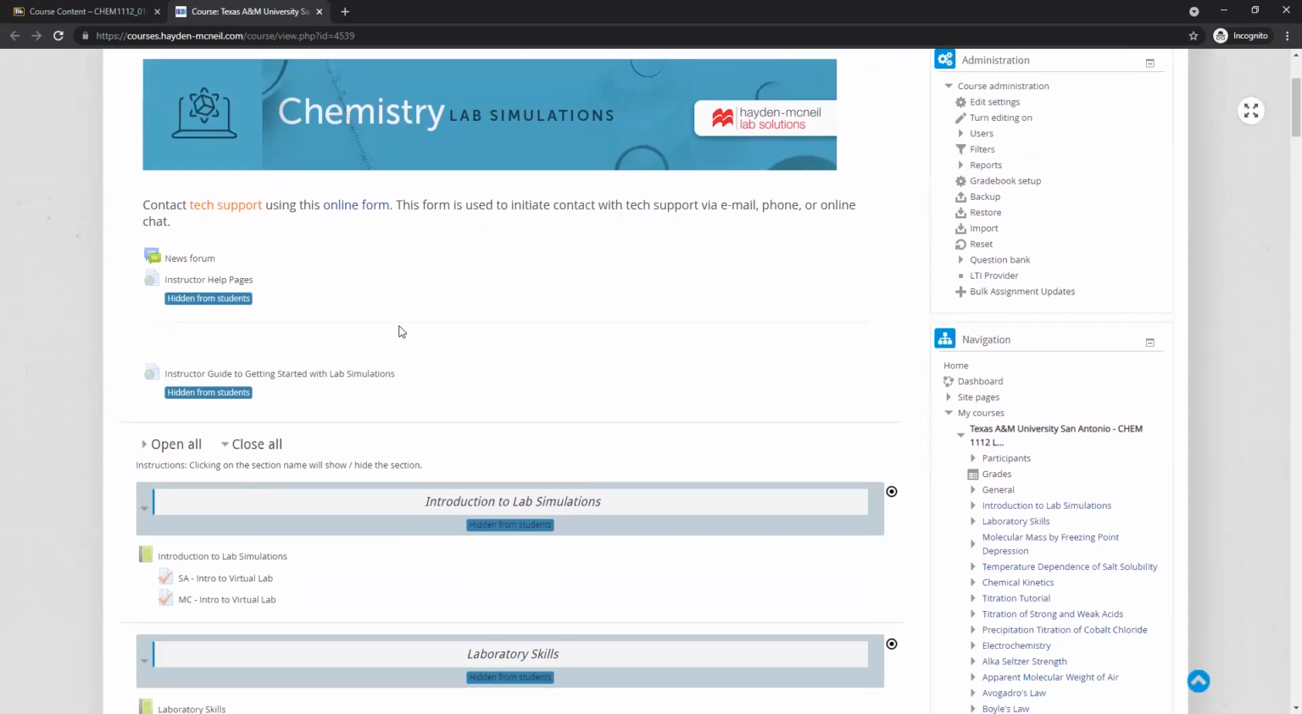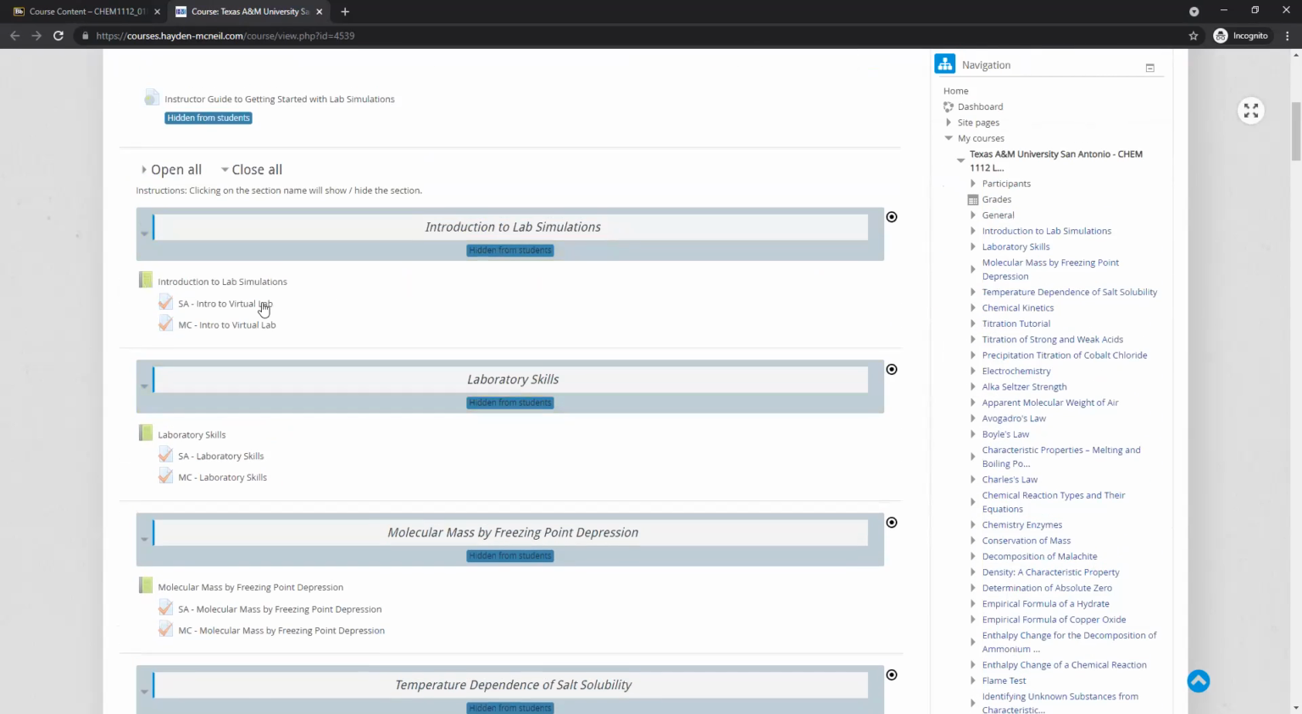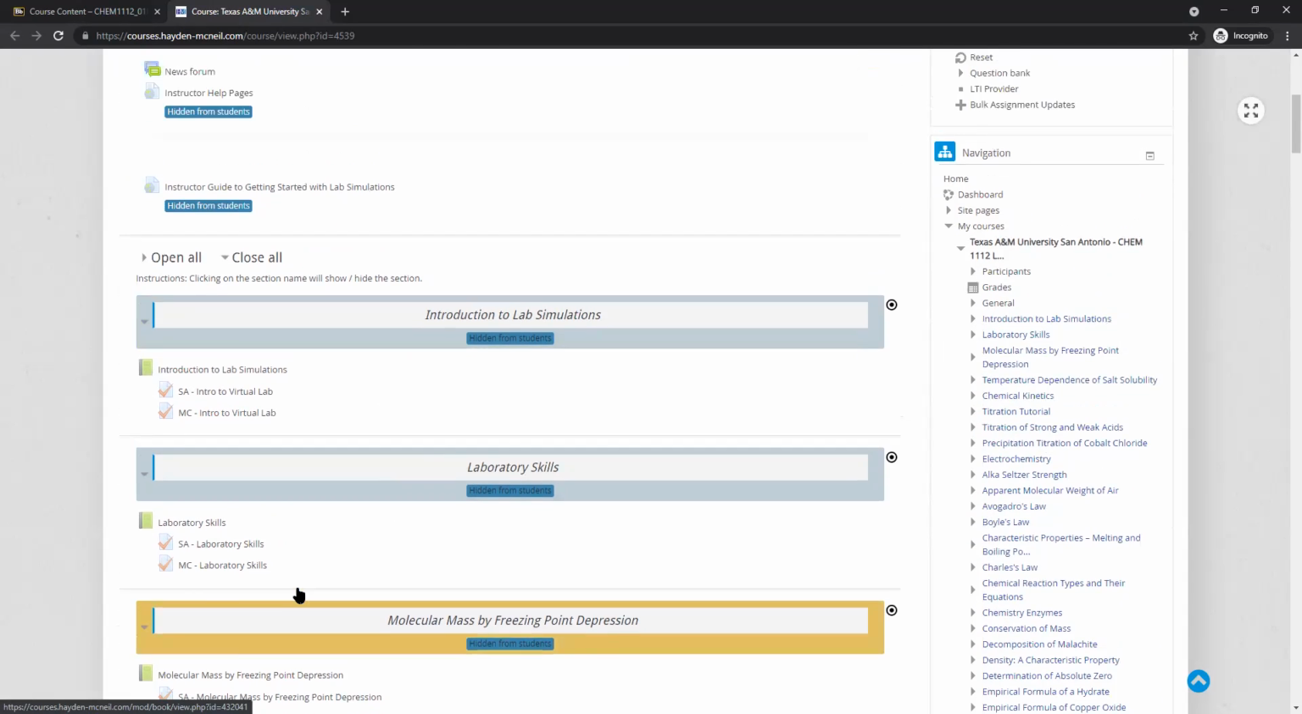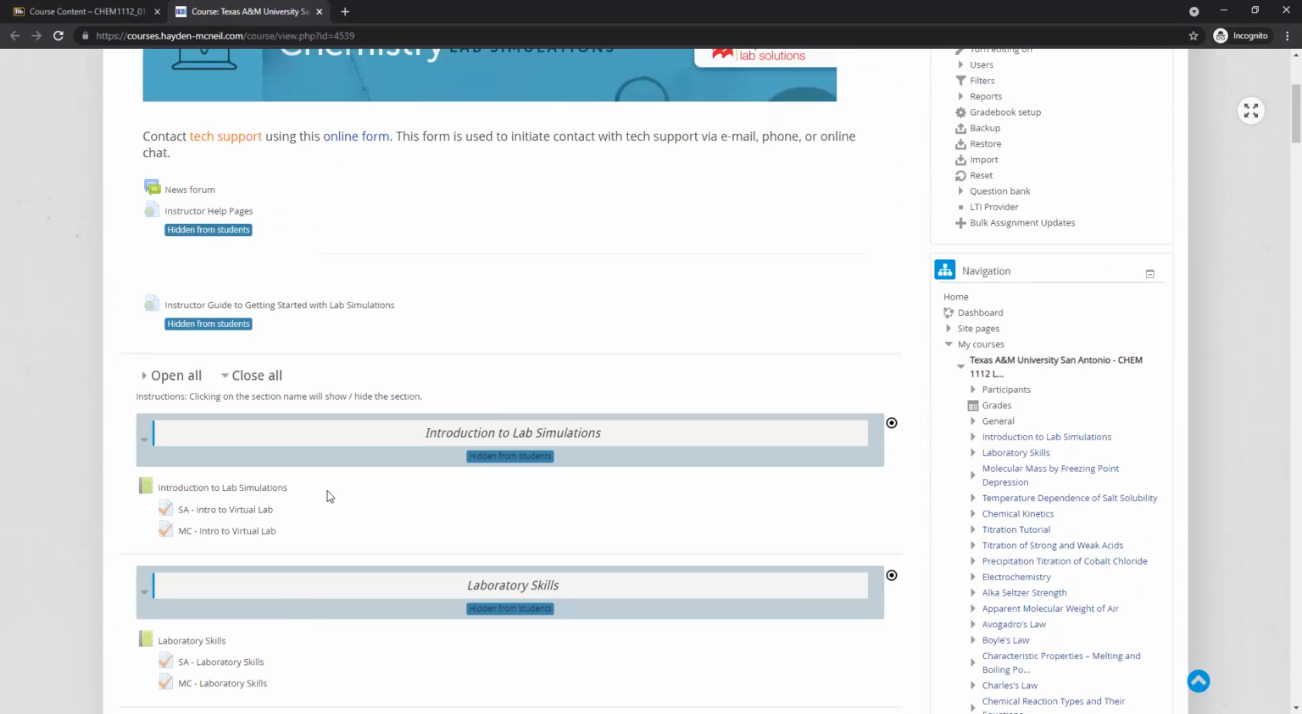Now, there are going to be things on my page that look different than yours, hidden from students. You can't see those, I can. But what we're going to do today is we're going to do 3 labs. We're going to do Introduction to Lab Simulations, Laboratory Skills, and Molecular Mass by Freezing Point Depression. So I'm going to start with Introduction to Lab Simulations.